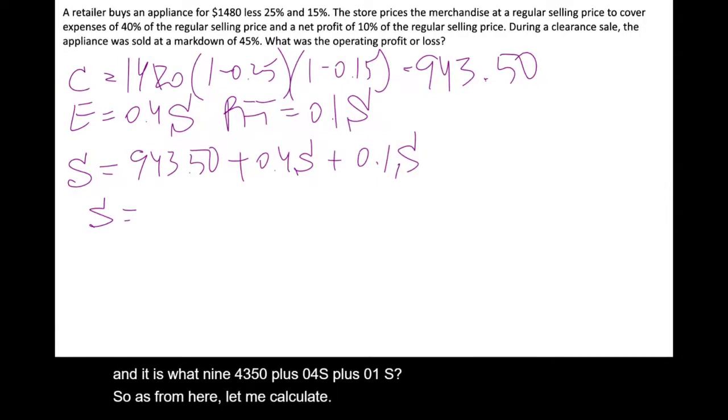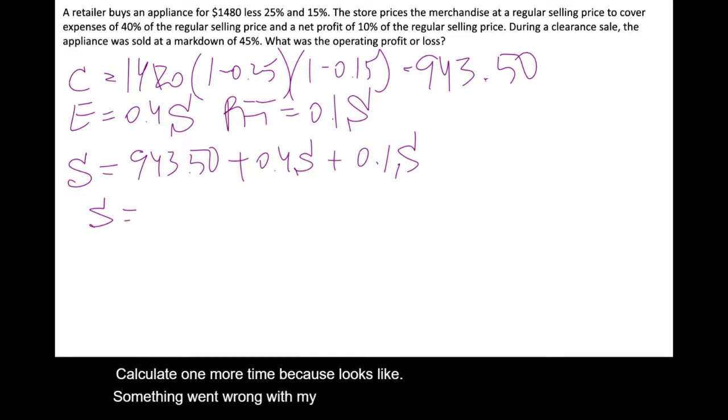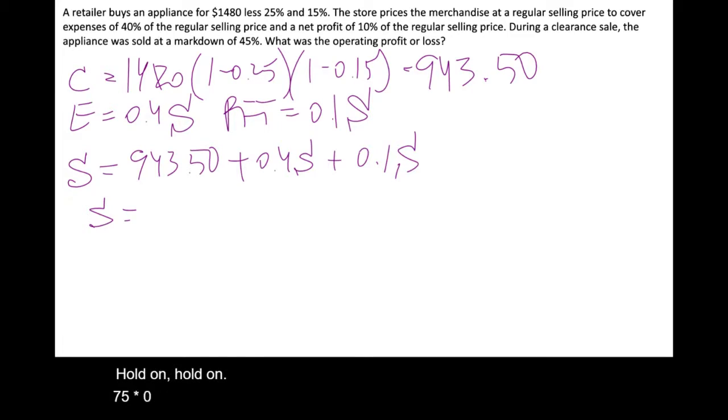So S from here, let me calculate. Hold on a second. Let me calculate one more time because it looks like something went wrong with my calculations. 0.75 times 0.85 times 1480. 943.50. Okay, good. Okay, divided by 0.5. Oh, okay, everything's good. 1887. That's S.